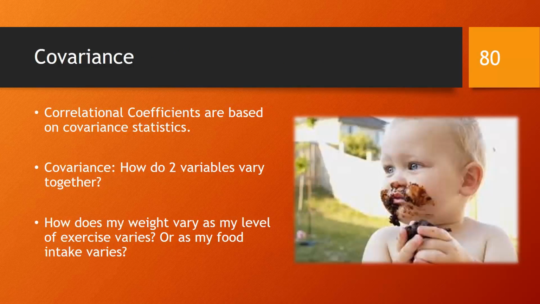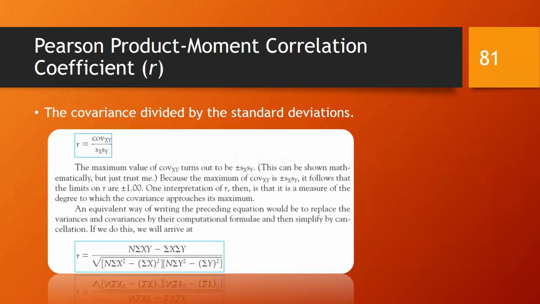Covariance is a key component in the formula to calculate the correlation coefficient. The correlation coefficient formula is the covariance divided by the standard deviations. In this light, we see the formula drawn in two different forms that are equivalent. We start to understand that r can be viewed as a measure of the degree to which the covariance approaches its maximum.